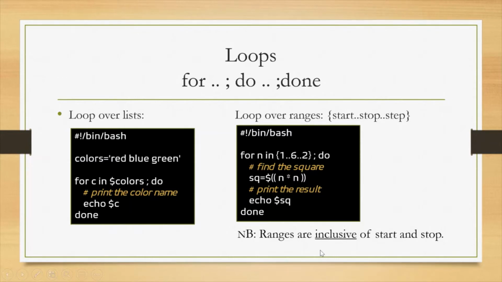You can also loop over ranges, and the syntax for that is using curly brackets with start, double dot, stop, double dot, step. The step, double dot, step is optional, so if it's not given, it just assumes a step of 1. So here, this would be 1 to 6 with steps of 2. So that's 1, then 3, then 5. Note that the ranges are inclusive of the start and stop. So it always starts with 1. And if step of 2 hits 6, it'll include 6 as well.